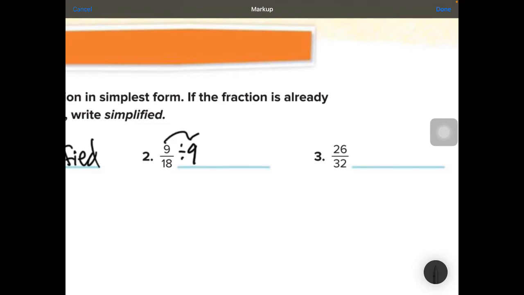Ooh, I know we can divide them both by 9. So 9 divided by 9 is 1. 18 divided by 9 is 2. So our answer is 1/2.